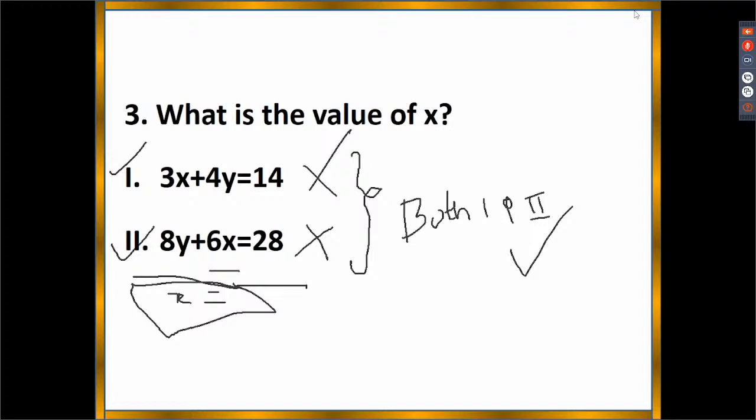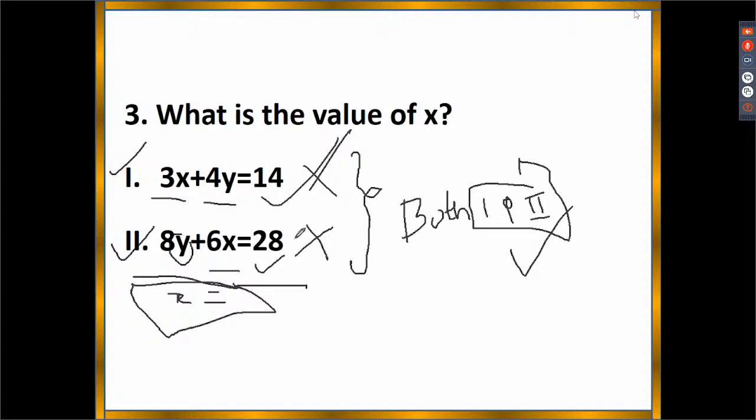So very clear, statement 1 alone is not sufficient because it is a linear equation. Second one, 8y plus 6x is equal to 28. That is also a different linear equation. We can't get the x value by using the second one without knowing the y value. So 1 alone, 2 alone is not sufficient. But if you combine both the statements, what is required? Both statements must be different linear equations. If you observe clearly, 3x plus 4y is equal to 14 or 8y plus 6x is equal to 28.